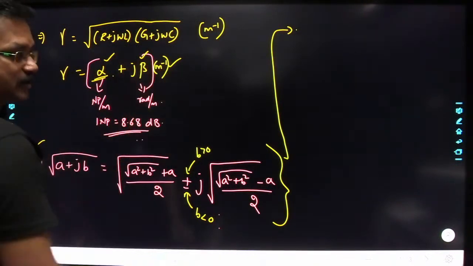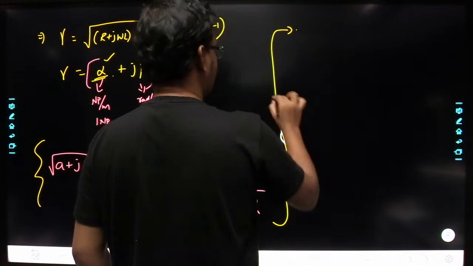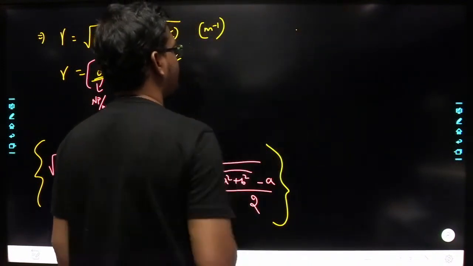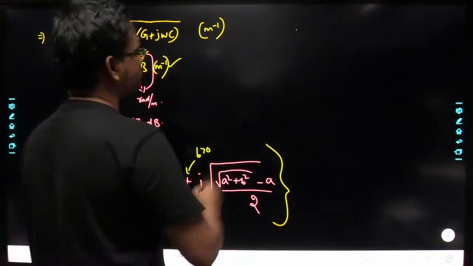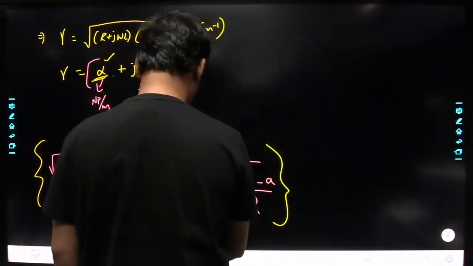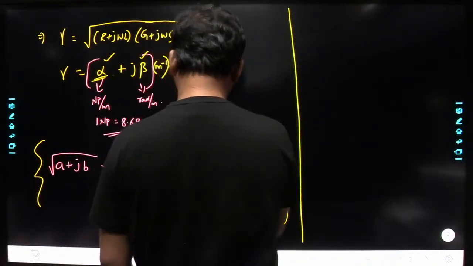Alpha and beta. Yes or no? So what do we have here? From this expression, by using this formula, we tried to get the expressions for alpha and beta. So what are the expressions for alpha and beta that we got? Tell me. Alpha, we got it as what?